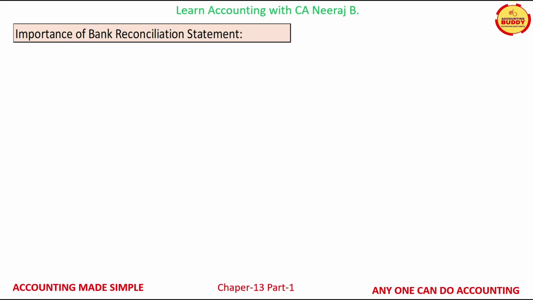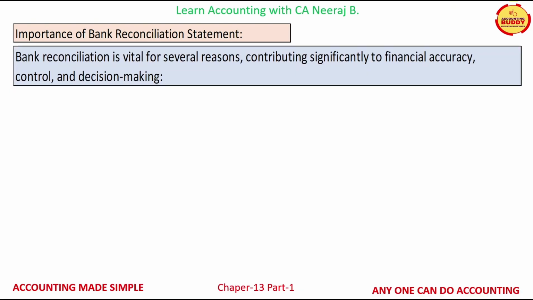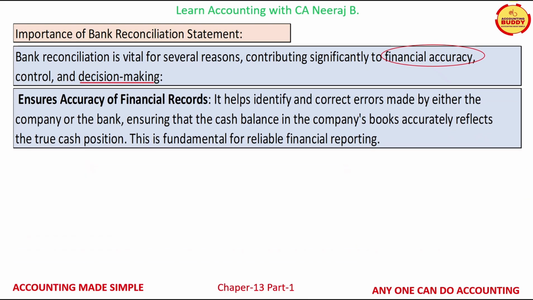Let us now learn the importance of bank reconciliation statement. Bank reconciliation is vital for several reasons, contributing significantly to financial accuracy, control, and decision making. Bank reconciliation ensures accuracy of financial records. It helps identify and correct errors made by either the business or the bank, ensuring that the cash balance in the company's book accurately reflects the true cash position. This is fundamental for reliable financial reporting.